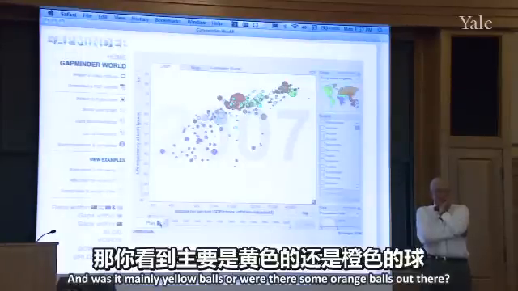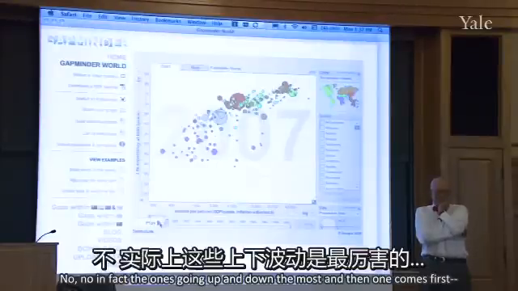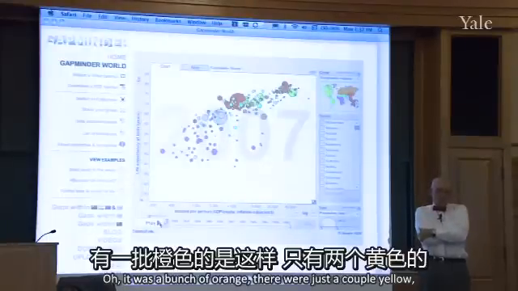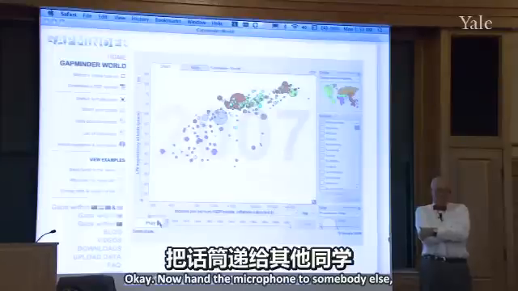And was it mainly yellow balls, or were there some orange balls out there? No. In fact, the ones going up and down the most in income per person, no, the ones that were in the lead, there was a bunch of orange. There were just a couple of yellow. Okay.